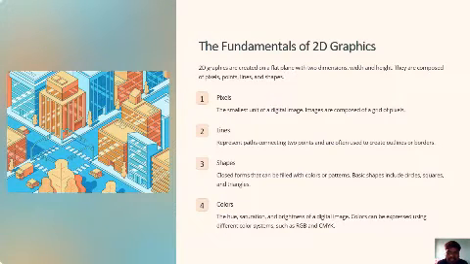2D graphics are created on a flat plane with two dimensions, width and height, and they are composed of pixels, points, lines and shapes. The smallest unit of a digital image is called a pixel. Paths connecting two points, often used to create an outline or border, are called lines. Closed frames that can be filled with colors or patterns are known as shapes.